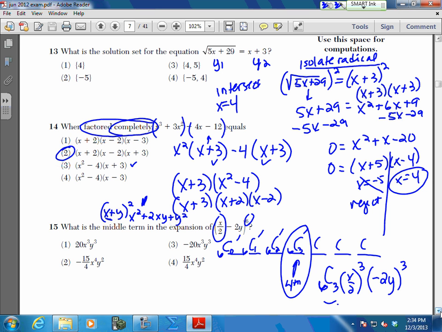And then cube the rest. So this you would get 20. You would get x cubed over 8. And this would give you negative 8y cubed. The 8's are going to come out. You still have a negative here. So you're going to end up with a negative 20 x cubed y cubed. And that's going to be choice 3.